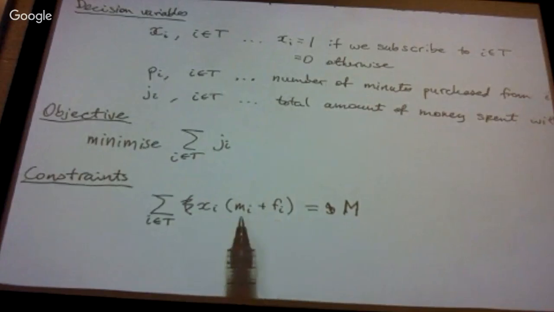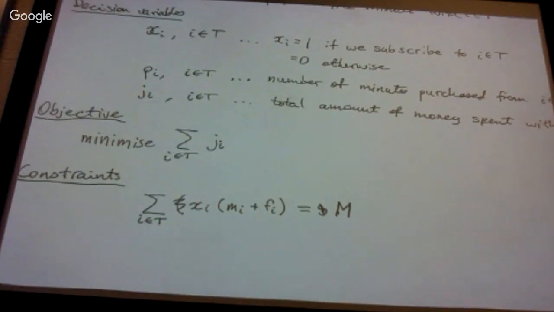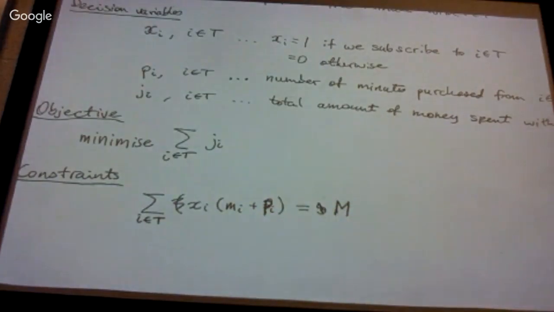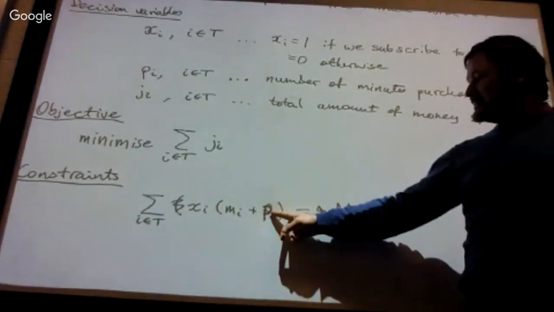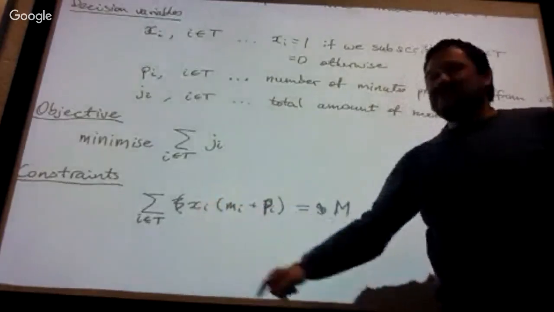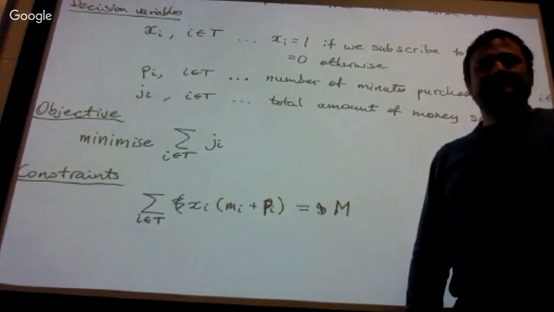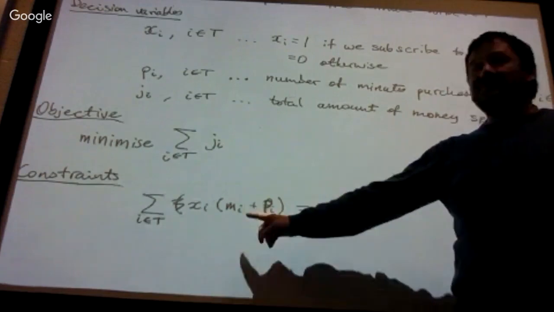MI is the free minutes, and FI is the fixed charge. Oh wait, no. CI is the cost per non-free minute. Something's wrong there. Oh, we want the PI here. Yes. Okay. So what does that mean? These are the free minutes. These are the non-free minutes. Add them together, and then I multiply by XI? But you chose. That's true. There's a problem with this constraint.